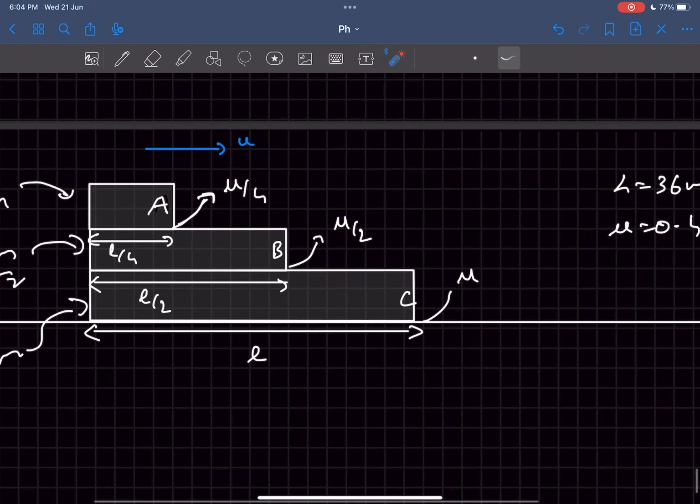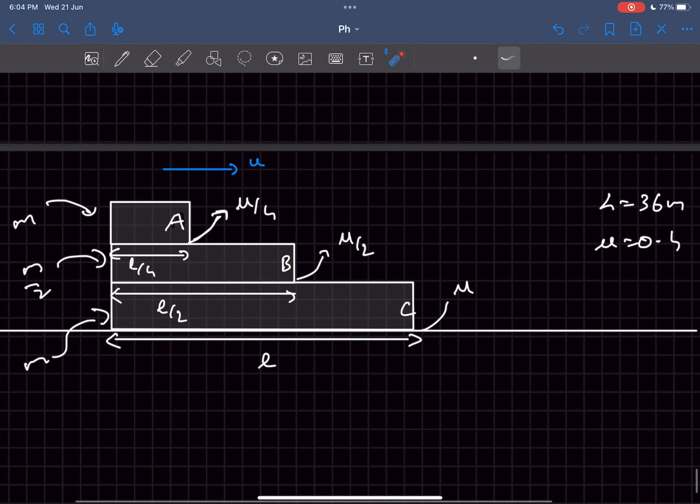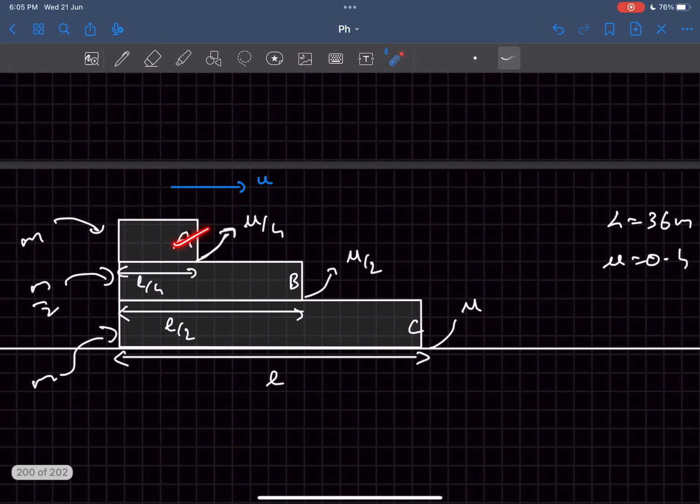Hey everyone, in this video we'll be solving this problem that involves concepts of friction, relative motion, and toppling. So in this problem we have been given three blocks A, B, and C whose masses are given, and the coefficient of kinetic friction between these three surfaces are different.